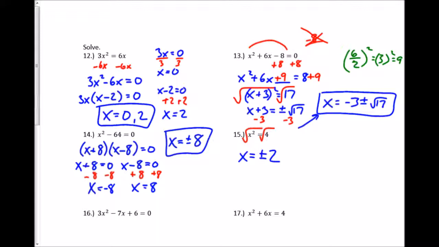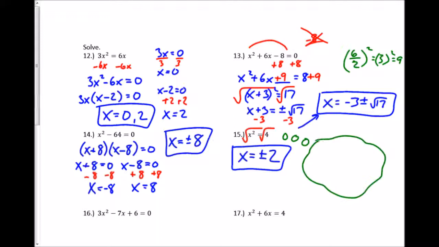All right? And this one could have also been done by factoring. Had I subtracted the 4 from each side, x squared minus 4 equals 0. Now, once again, I have a difference of squares. So I do the x plus 2 and the x minus 2. And then set each of them equal to 0, I'll get two answers. So make sure that if you use the square root, you remember to do plus or minus.